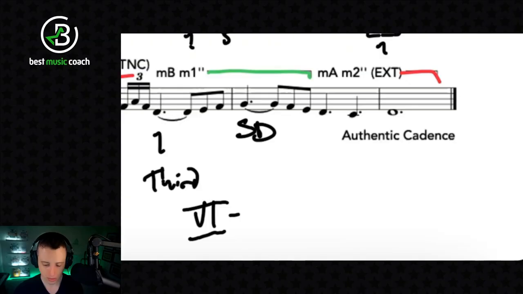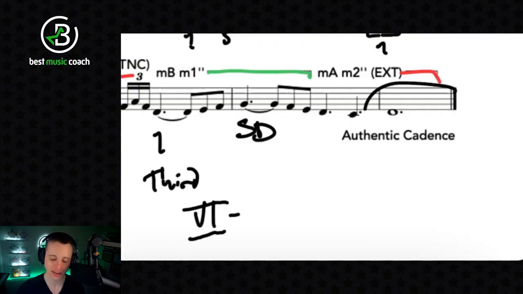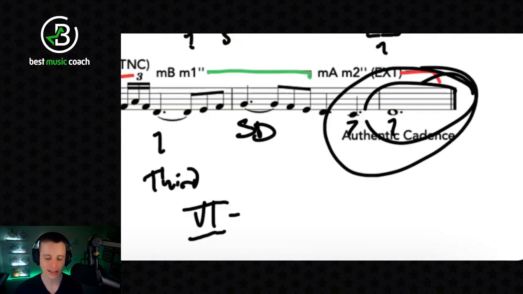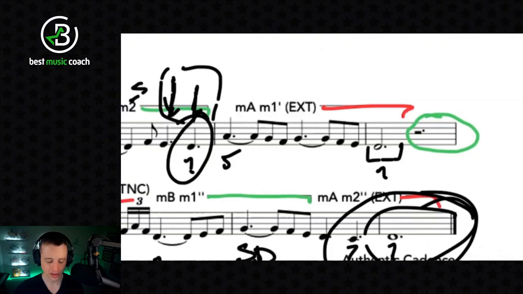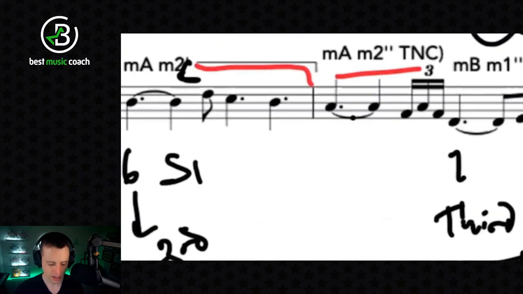Right here, this 7, I even wrote authentic cadence. This is such an obvious cadence point at this pause point right here. It's so obviously a cadence because it's going scale degree 7 to scale degree 1. Ending on scale degree 1, you can't get more cadence-like than that. This pause point right here, this feels like we're coming back to 1. Tonic area. Again, coming back to 1. It's tonic area. Then it's subdominant area.